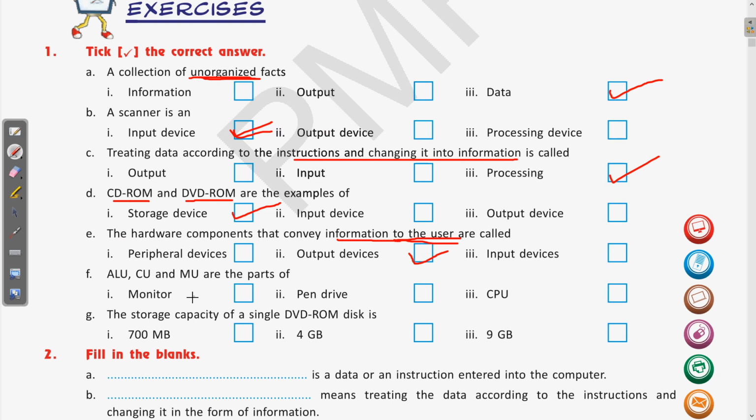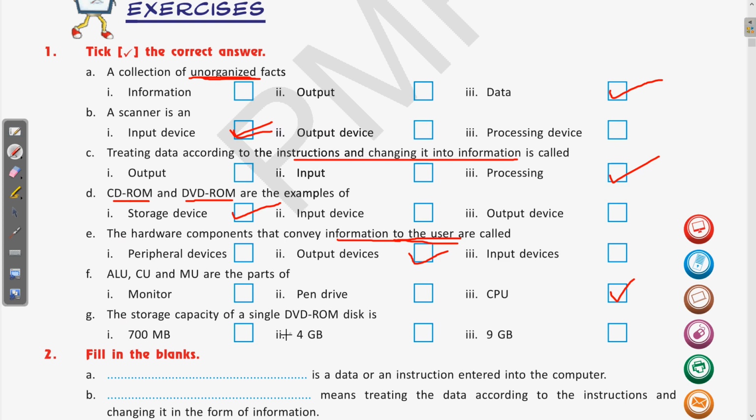Now coming to the next, that is ALU, CU and MU. The full form of ALU is arithmetic logic unit. So while doing the question also, let us revise the abbreviations. ALU is arithmetic logic unit, CU is control unit and MU is the memory unit. All these are parts of the CPU, that is central processing unit, which we have recently covered. I hope this is very easy.